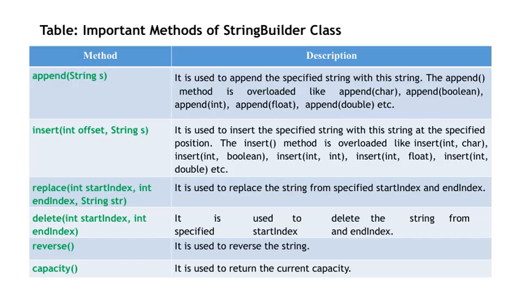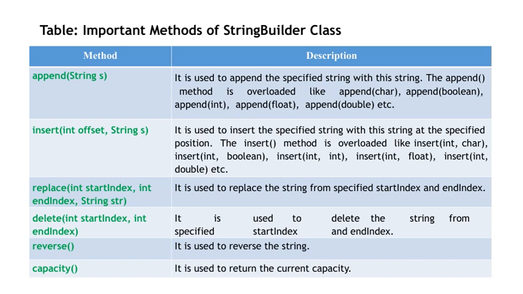Let's take a closer look at some of the important methods of the String Builder class. First up is the append method. This is used when you want to add a string or different data types like characters, booleans, integers, floats, or doubles to the end of your existing string. The append method is quite flexible because it is overloaded to handle various data types, making it easy to build or modify strings dynamically.